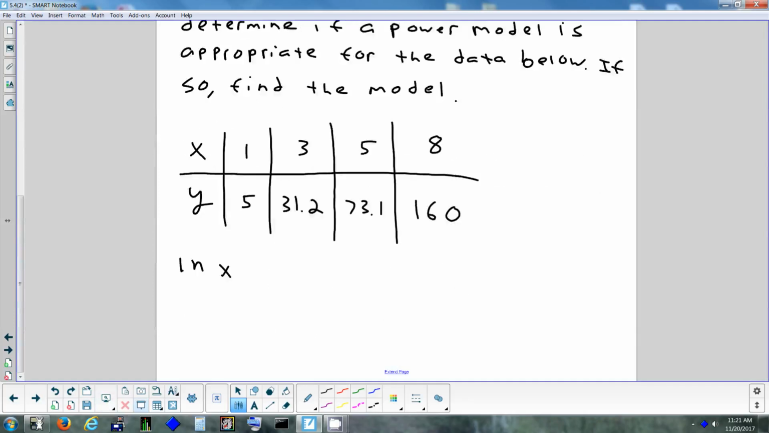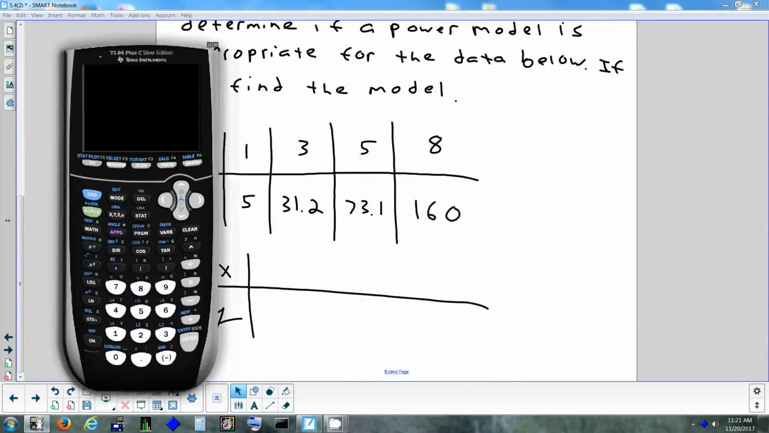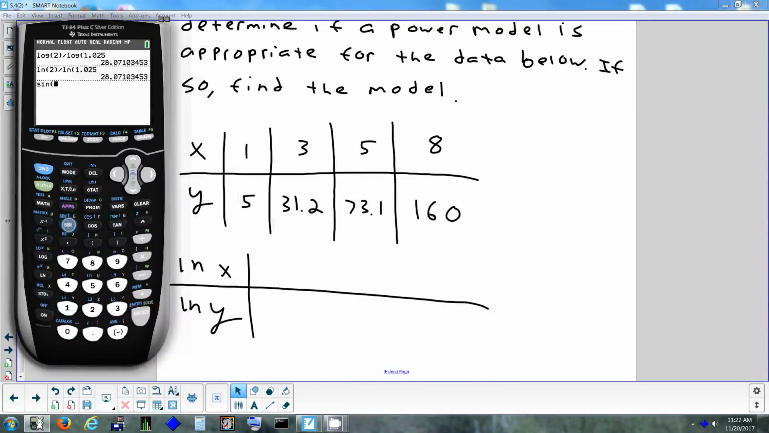Okay, so let's create an ln x, ln y table. And this table has one purpose, to determine if you should use a power model. And that's it. What I can do to speed up, so I don't have to press ln 8 different times, and this is also going to help us for the next step, is put all these points in the calculator. Stat, edit, put your x's in L1, put your y's in L2. So 1, 3, 5, 8, 5, 31.2, 73.1, 160.